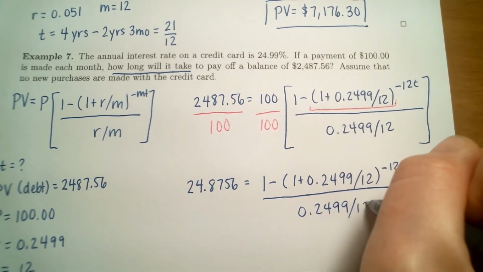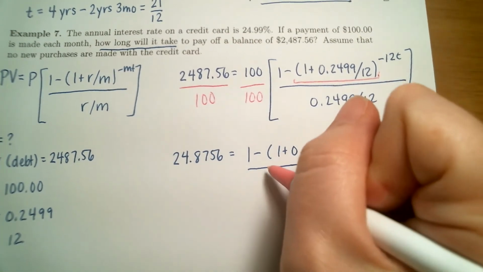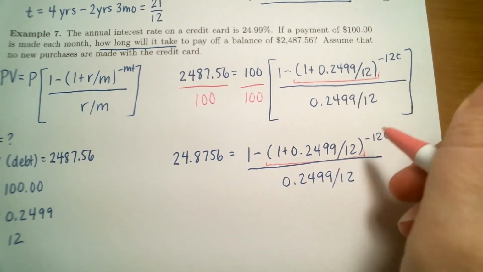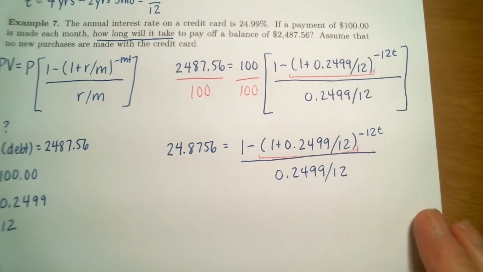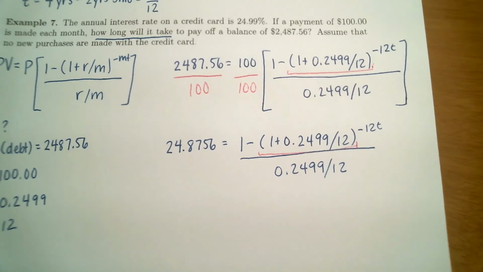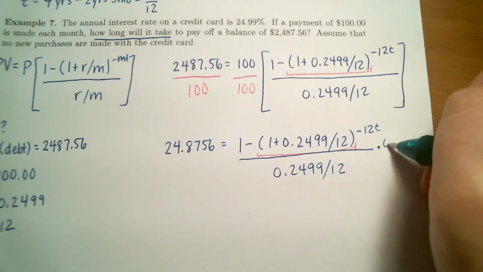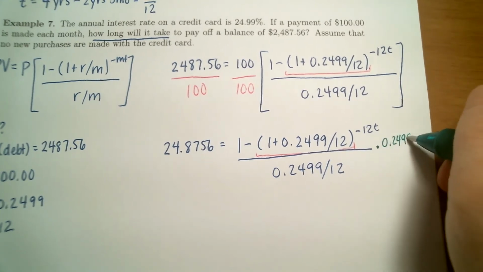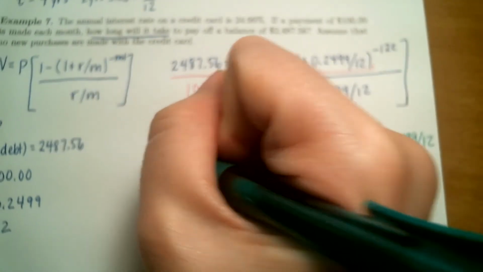All right, next step. Again, you are still after isolating this piece. So this fraction on the right, we are dividing by r over m. To undo that, we're going to multiply by r over m, because that's the opposite. So instead of dividing by r over m, we're going to multiply by it. Whatever you do to one side, you have to do to the other side.